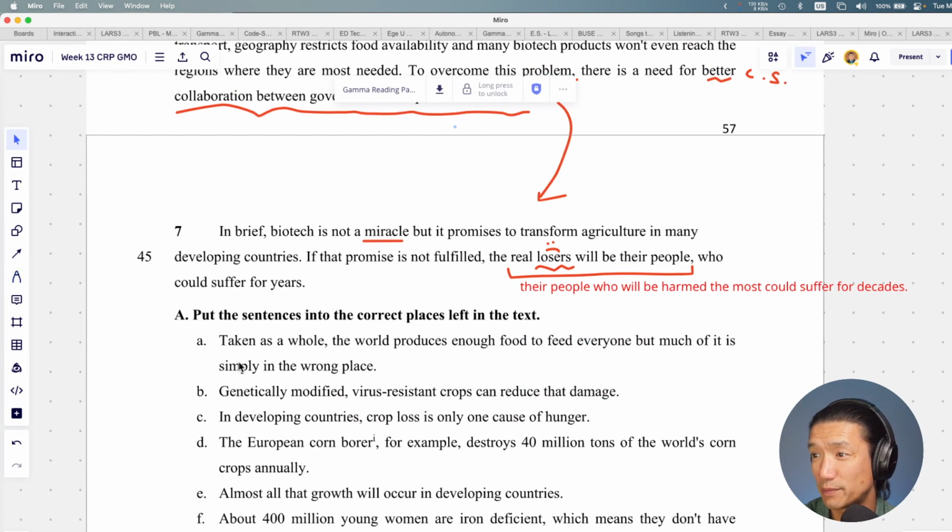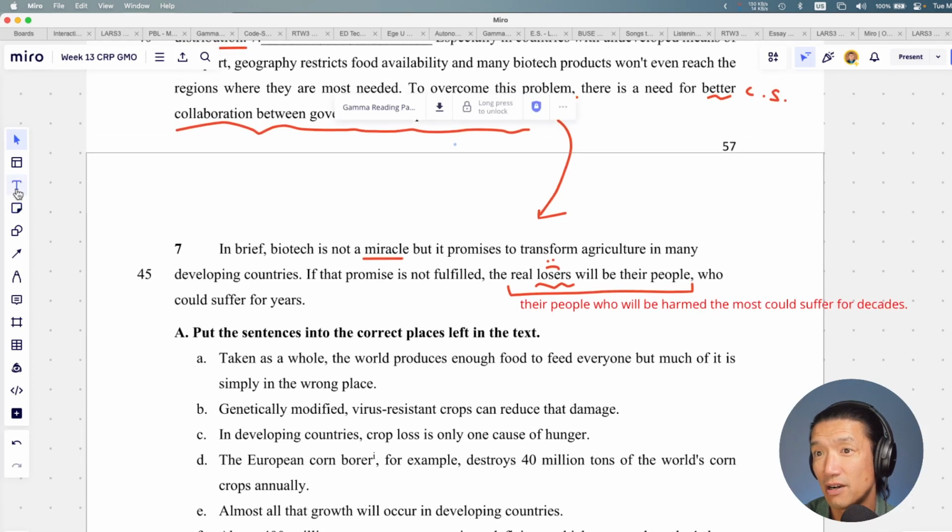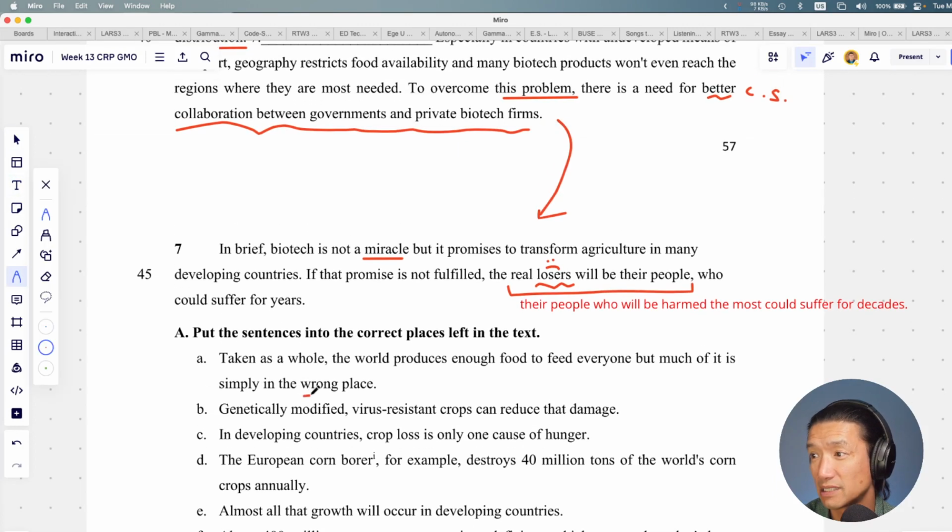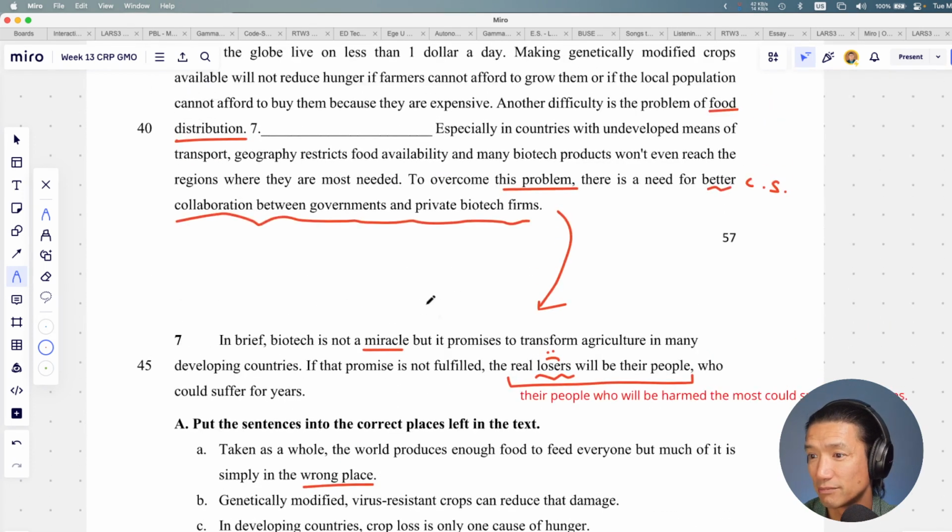Taken as a whole, the world produces enough food to feed everyone, but much of it is simply in the wrong place. Remember what we talked about? Wrong place. We can produce enough food. This is very true. Also, we have enough water for the entire world. The problem is the distribution of it is so expensive. Moving it by trucks is expensive, right? You're wasting fuel anyways. And then building pipes, well, the maintenance of pipes when they break, well.